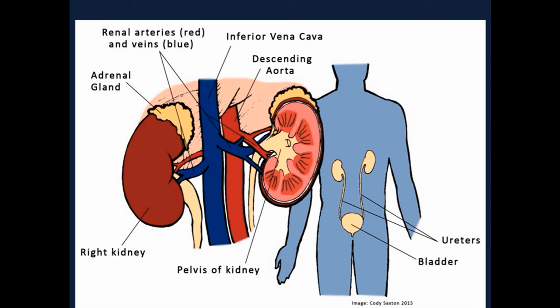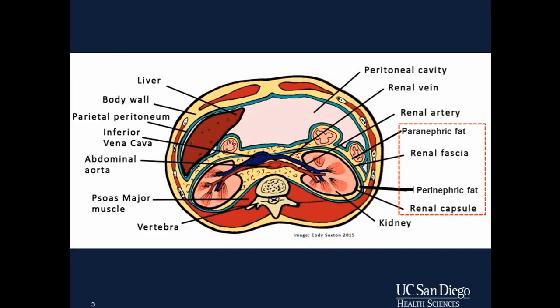The kidneys receive blood from paired renal arteries and drain into paired renal veins. Each kidney excretes urine into the ureter and empties into the bladder. In this transverse view, you can see that each kidney is surrounded by tough fibrous tissue called the renal capsule, which itself is surrounded by perinephric fat, renal fascia, and paranephric fat.